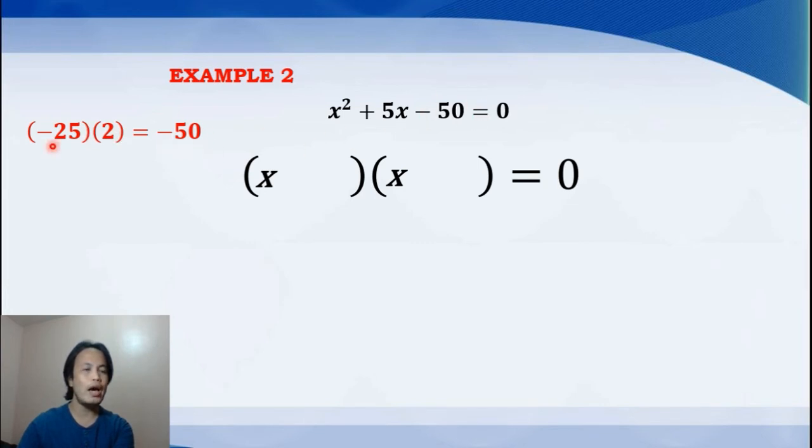But when we add, negative 25 plus 2 is negative 23, which is wrong because we are looking for positive 5. So let's proceed to another factor. Another factor of negative 50 is negative 10 times positive 5, which is negative 50. But when we add negative 10 plus 5 will give us negative 5, which is wrong because we are looking for positive 5.